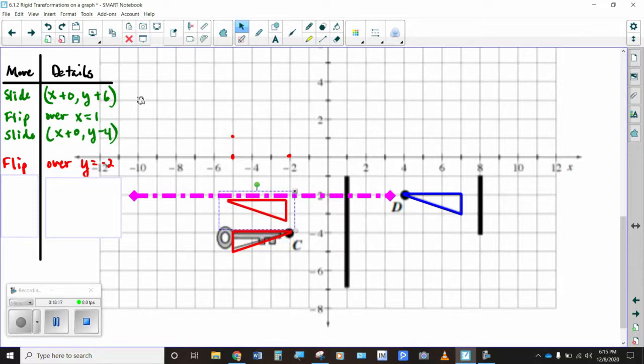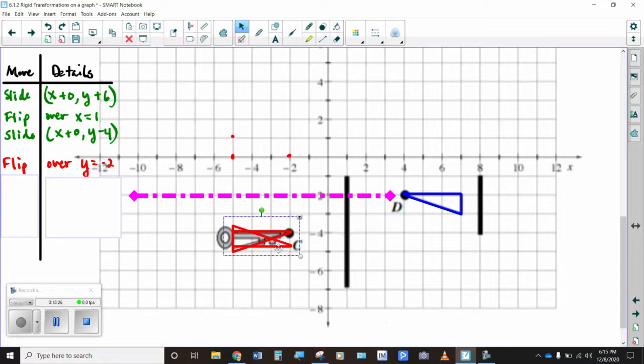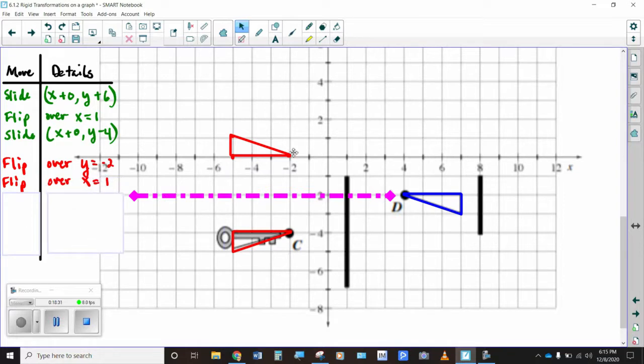No, that's not what I said. I said flip it the right way, which would be up and down. That's it. Okay, so we move it to here. And then for my next move, I decided another flip over x equal to 1. So let's move it. Where is it going to go?